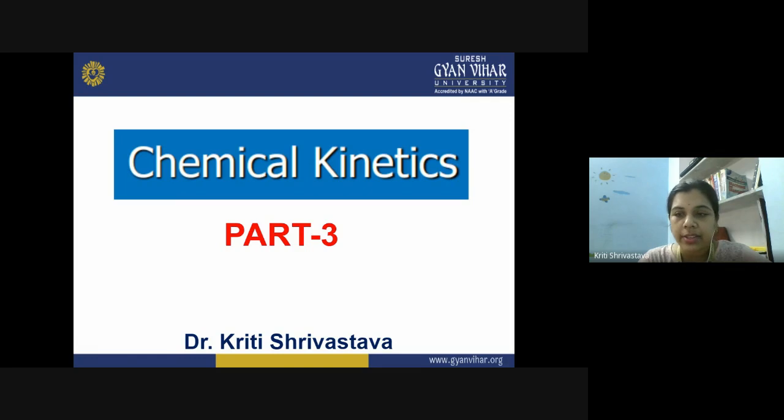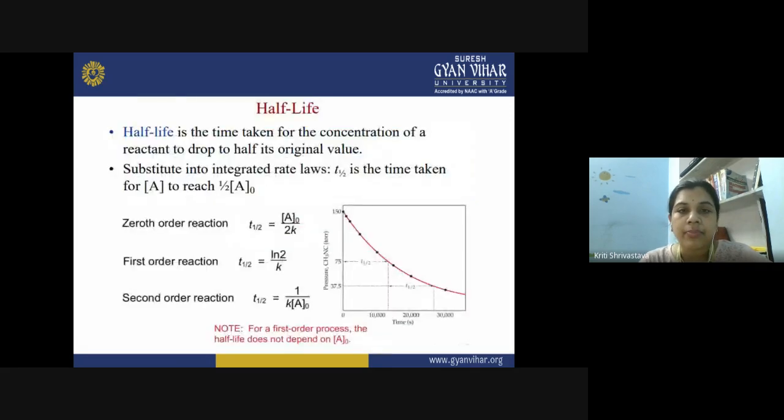In the previous two lectures in the series, we have discussed various aspects of chemical kinetics, like what we mean by the rate of a reaction, what we mean by the rate law, how we correlate the concentration of reactant and product with the rate constant, what we mean by the molecularity and order of the reaction, and then we discussed different reactions of zero order, first order, and second order. Now, continuing with the same theme, today we will discuss half life.